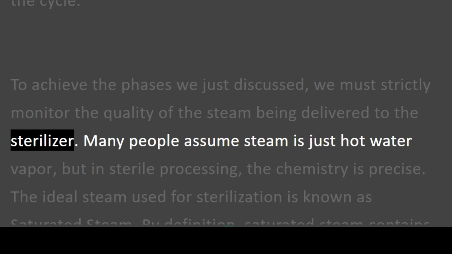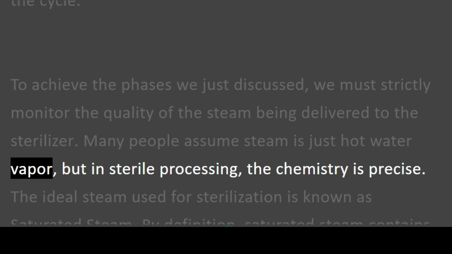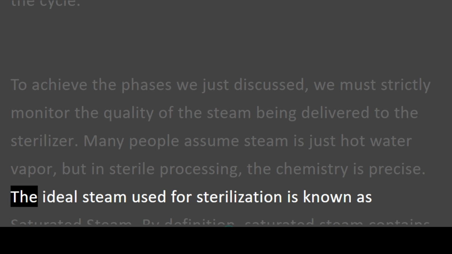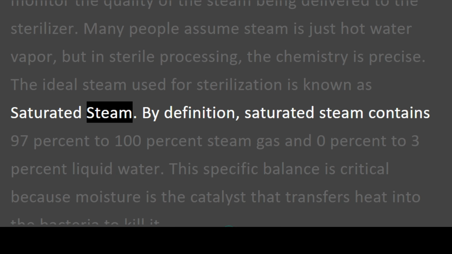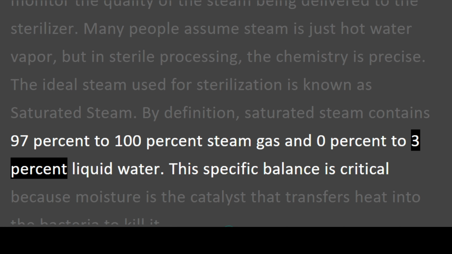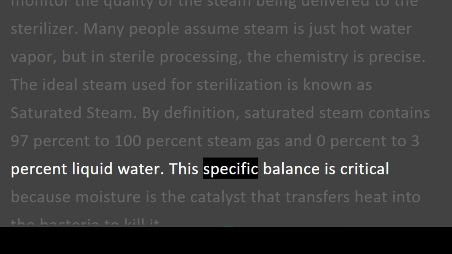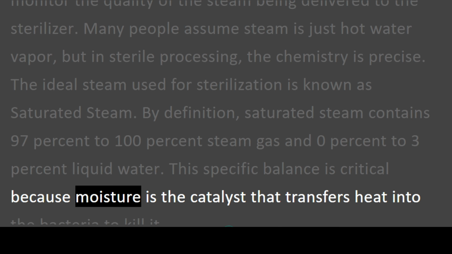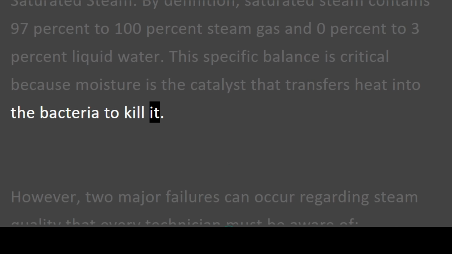To achieve the phases we just discussed, we must strictly monitor the quality of the steam being delivered to the sterilizer. Many people assume steam is just hot water vapor, but in sterile processing, the chemistry is precise. The ideal steam used for sterilization is known as saturated steam. By definition, saturated steam contains 97% to 100% steam gas and 0% to 3% liquid water. This specific balance is critical because moisture is the catalyst that transfers heat into the bacteria to kill it.